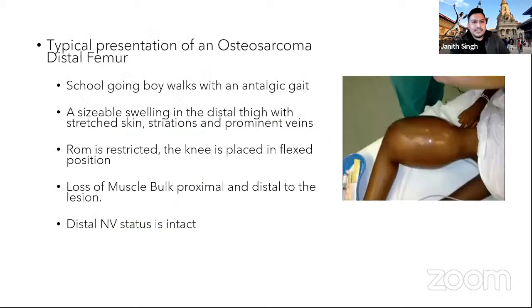Now, this is a typical presentation of osteosarcoma in our part of the world. It's usually a school-going child presenting with antalgic gait. There's a sizable swelling. He might actually be brought in a wheelchair or a stretcher. There's a sizable swelling in the distal thigh with stretched skin, striations, and prominent veins. The range of motion is restricted, the knee is placed in a flexed position, and there's loss of muscle bulk all around. The distal neurovascular status is usually intact. So this is how you describe a patient having a large osteosarcoma.